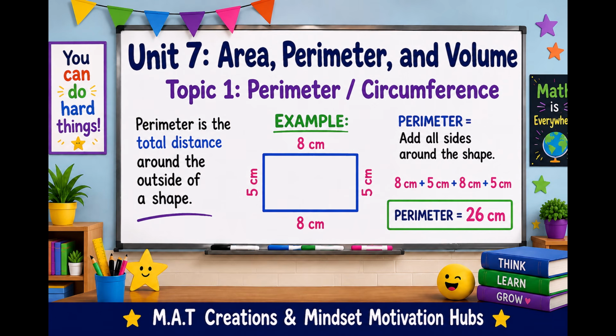Welcome to Middle School Math Course 1, Unit 7, Area, Perimeter, and Volume. Topic 1, Perimeter and Circumference will be discussed in this topic.